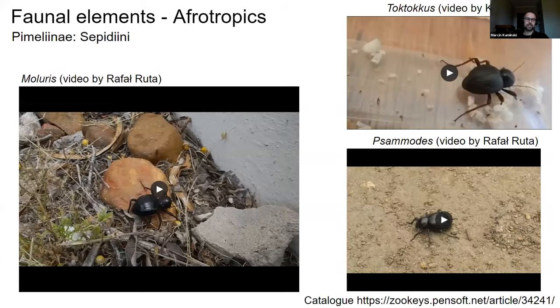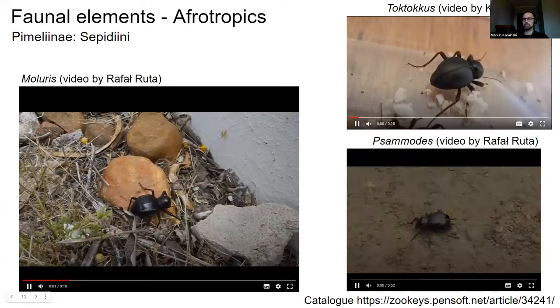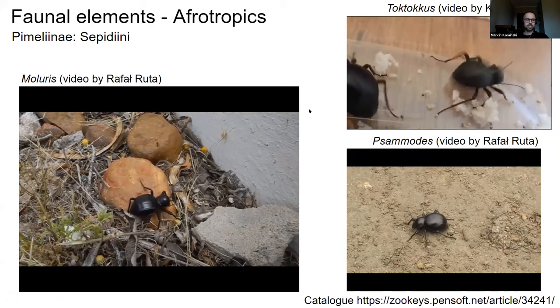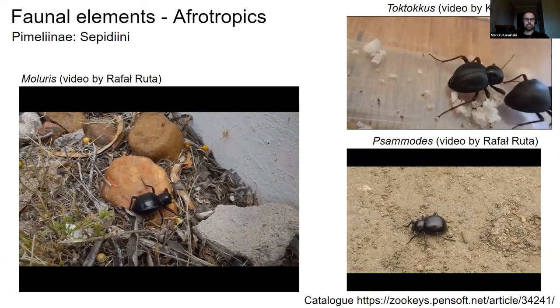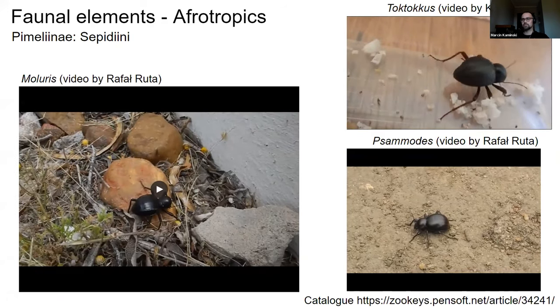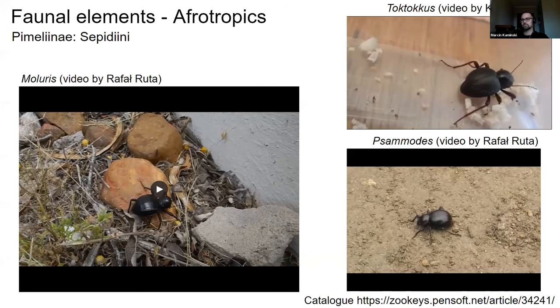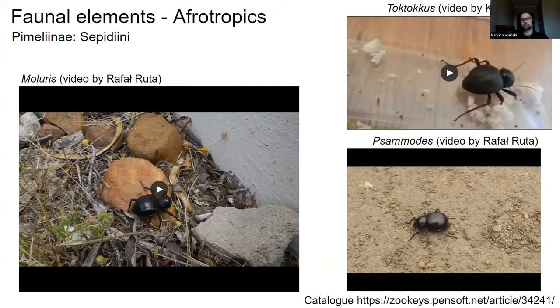Another, in my opinion, iconic group of darkling beetles in South Africa is the tribe Sepidiini. They are informally known as toktokkie beetles, mainly because many species of the subtribe Molurina display this interesting talking behavior, which is believed to be a form of sexual communication. As you can see, those are quite big, so they are often collected by different people working in the area. And you can spot them, so they are really easy to collect.